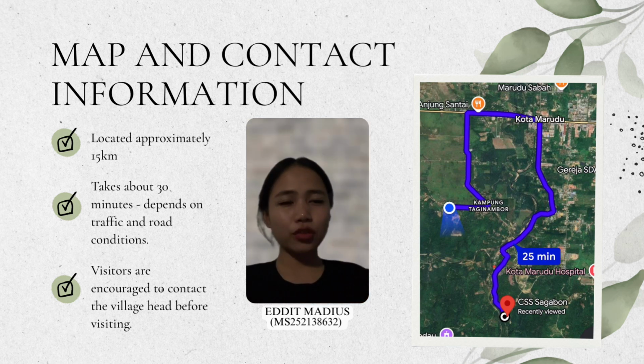However, visitors should be aware that the road inside the village is a typical rural road, so the condition may not always be very smooth. In some sections, there may be potholes or an uneven surface, and the road can also be quite narrow. Because of this, drivers are advised to travel slowly and carefully, especially if they are unfamiliar with the area. Despite these conditions, the journey from the main town to the river usually takes about 30 minutes, depending on traffic and road conditions.